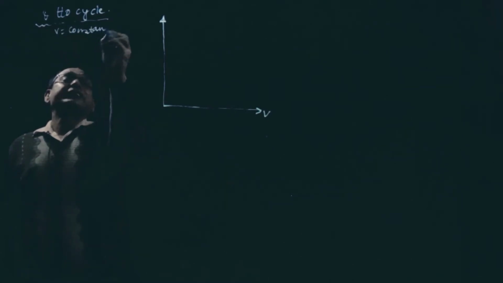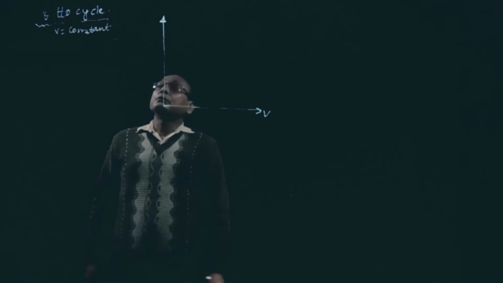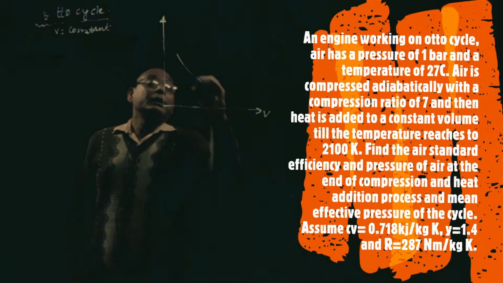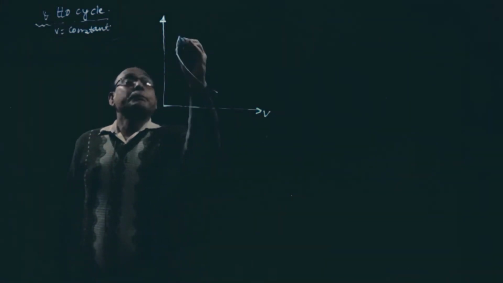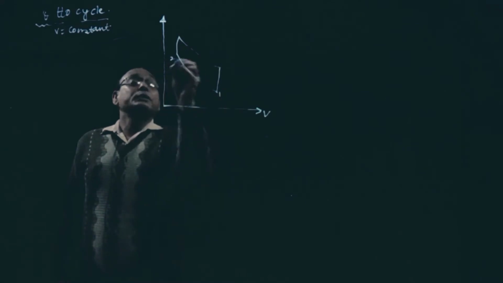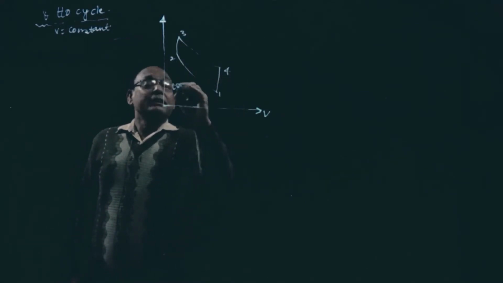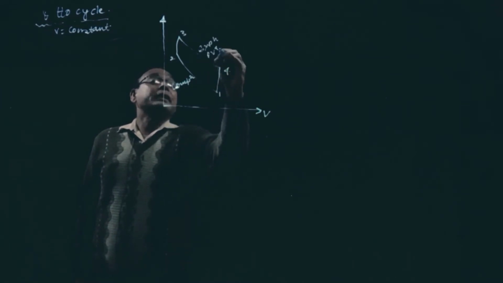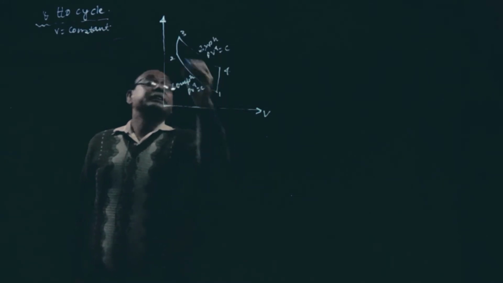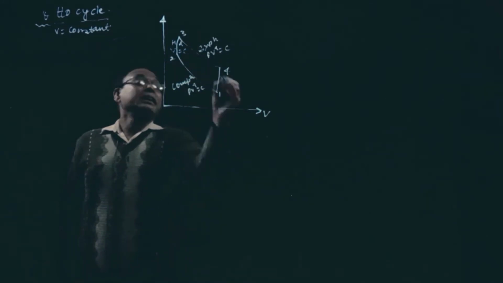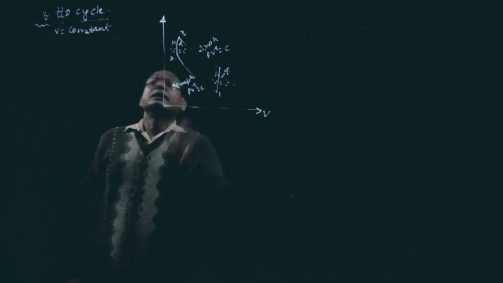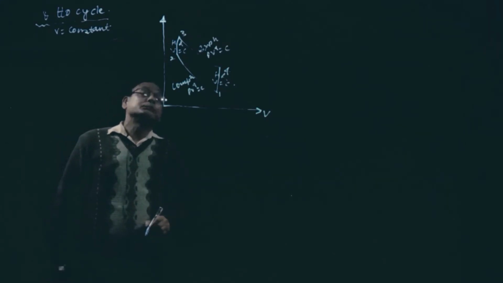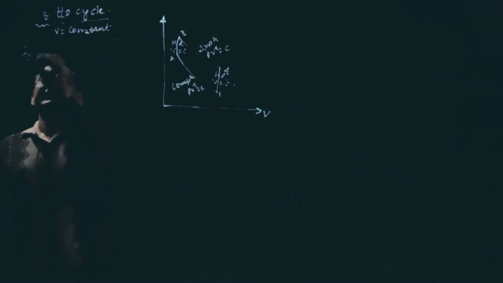The question is like this: a cycle working on the Otto cycle has pressure and temperature at points 1, 2, 3, 4. That is compression, and this is expansion. PV to the power gamma is equal to C. This is heat addition at constant volume, heat rejection at constant volume. So, an Otto cycle working on constant volume has the given data.